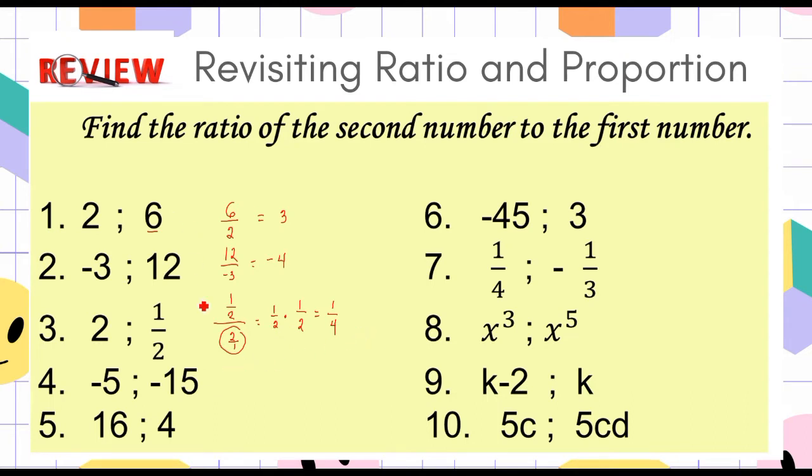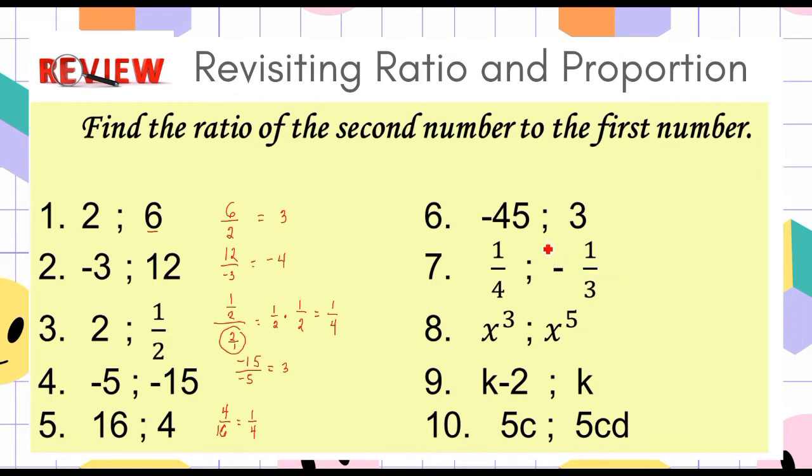Next, number 3, we have negative 15 divided by negative 5. So, since parehas pong negative, it will become positive. And 15 divided by 5 is 3. Then, next one is 16:4, is 4 divided by 16. So, lowest term po, and that is equal to 1/4.